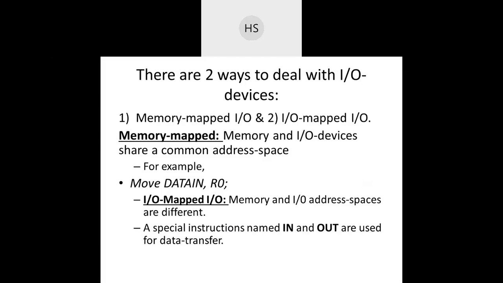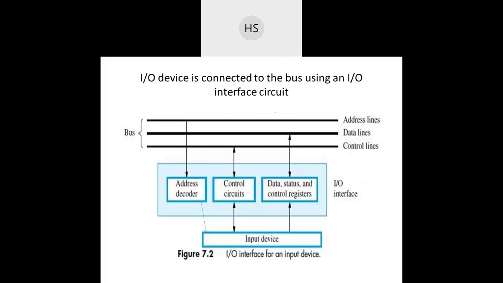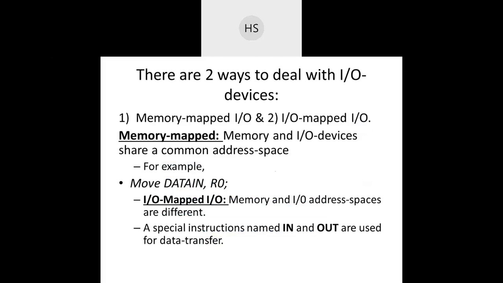The next one is IO mapped IO. It is also called standard IO, where both the memory and the IO use different address spaces. In memory mapped IO, it will use a single address space for memory and IO, whereas in IO mapped IO, you are using two different address spaces, one for memory and one for IO. So here you are using only two standard instructions, that is in and out, for data transfer. So what is the main advantage of IO mapped IO? You will use only the in and out instructions.